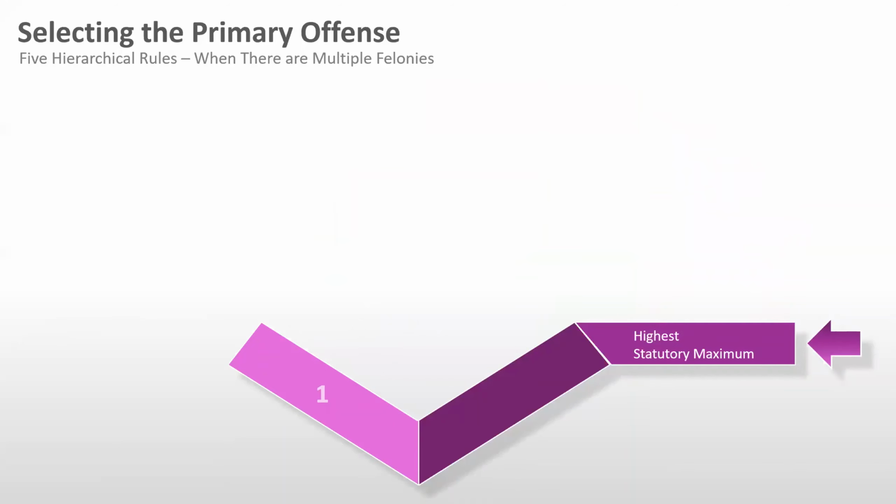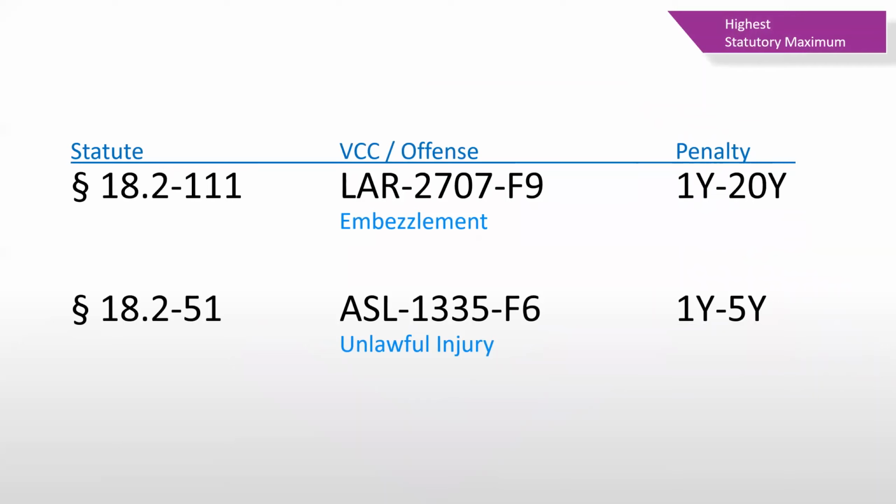Rule number 1, highest statutory maximum. In this example, we have an embezzlement charge with a 20-year max, unlawful injury with a 5-year max. Rule 1 says, compare statutory maximum. Well, the embezzlement has a 20-year max. You look in your VCC book, it is bolded, so you can proceed with completing guidelines on the larceny worksheet with embezzlement as your primary offense and unlawful injury as an additional offense.